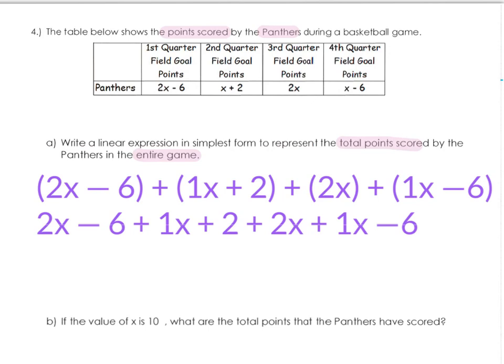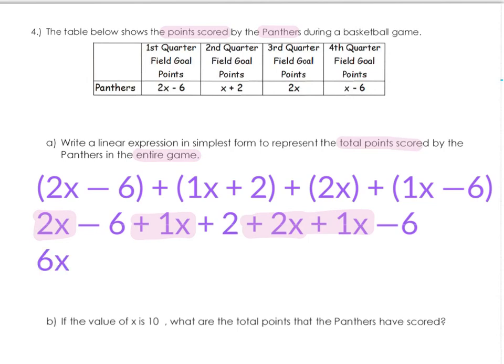Okay, so now it's just like the questions we've been doing. I'm looking for my like terms. I see I have a 2x plus 1x, remember that sign in front, plus 2x plus 1x. Those are all my like terms. When I add those up, remember you can use your calculator, but you can't put the x in there. When I add those up, I get 6x.